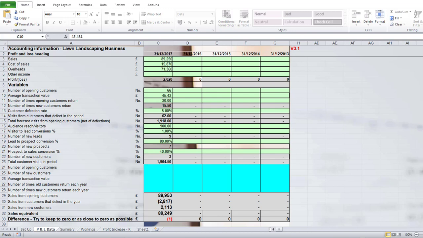This is a demonstration of how to grow your landscaping business, or your lawn and landscaping business. In this demonstration, I'm using Increased Profit software to show you the power of targeting some of your key performance indicators. I'm just going to run through some of the figures I've already entered on here.